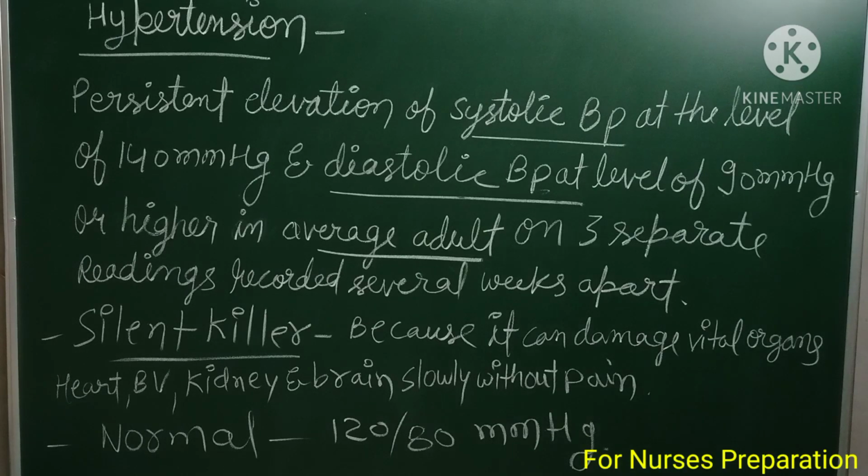I am repeating this definition again. In an average adult person, if we check BP on 3 separate occasions with a gap of few weeks, and in the reading we find systolic blood pressure 140 mm of Hg or more, diastolic blood pressure 90 mm of Hg or more, this condition is known as hypertension.